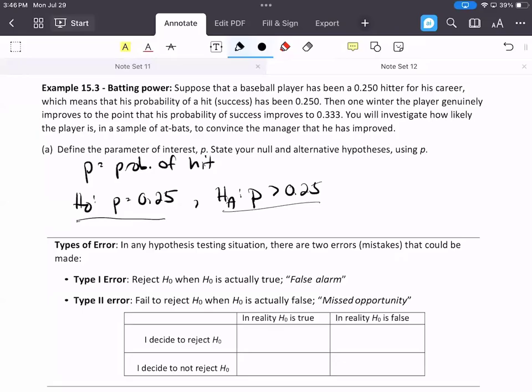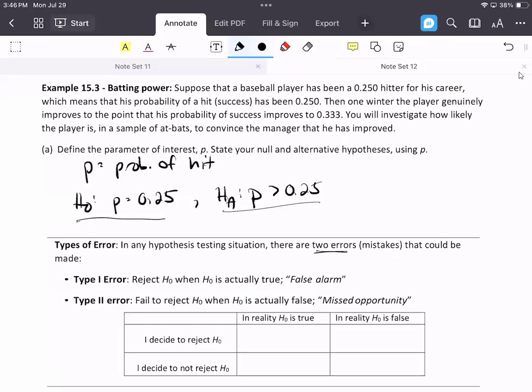Now we're going to use this example 15.3 to talk about types of errors. In any hypothesis testing situation, there are two types of errors, mistakes that could be made. You cannot avoid these errors, okay? They're due to chance. You could have a bad sample, or the random data is actually not so random. There's lots of things that can go on. You can design the test the best you absolutely can, design the study, everything, but these errors can still occur.